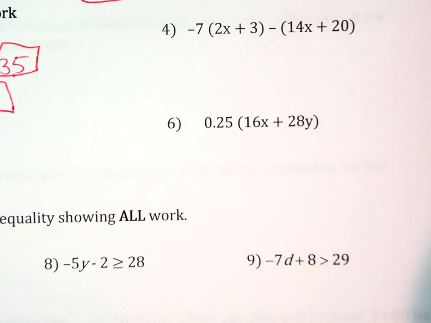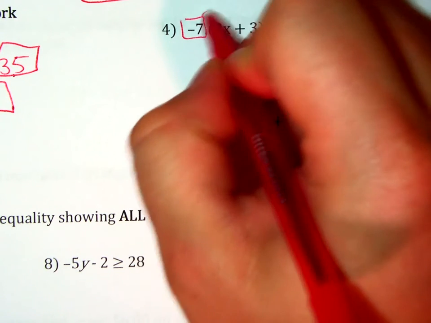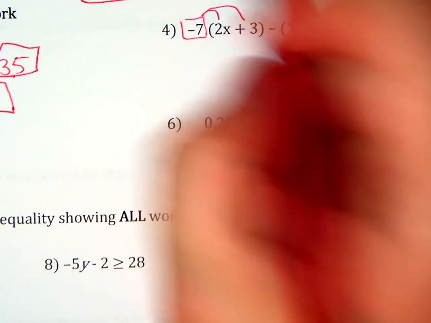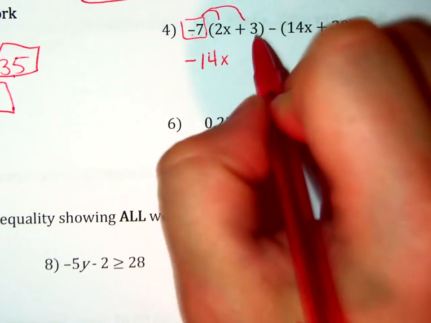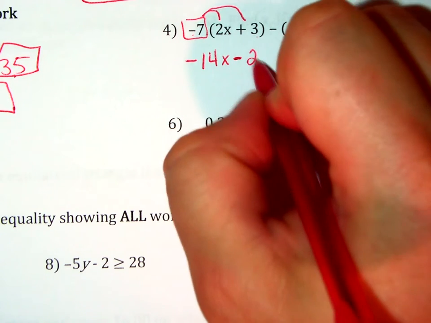Number 4, again, we're distributing. -7 is getting distributed to both terms. -7 times 2 is -14x. -7 times 3 would be -21.